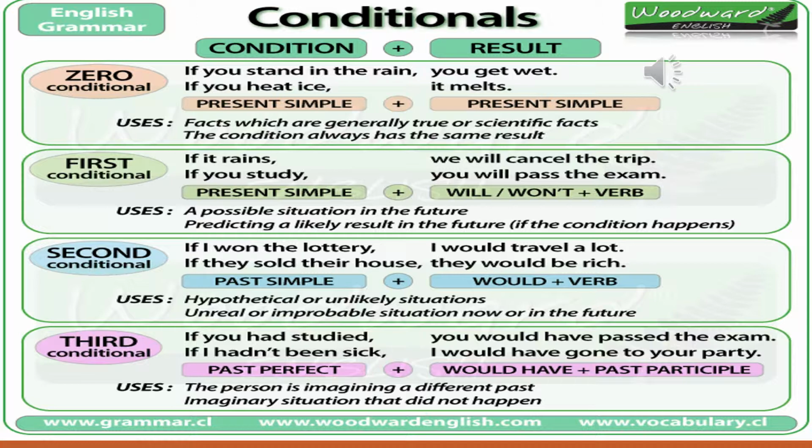In the third conditional, here are other examples. If you have studied, you will have passed the exam. If I hadn't been sick, I would have been going to the party. This structure is based on the past perfect plus would have plus past participle of the verbs. The uses are that the person is imagining a different past, imagining a situation that did not happen.